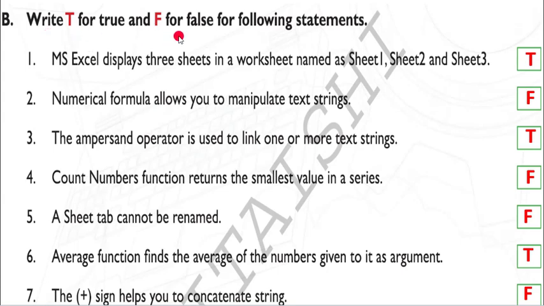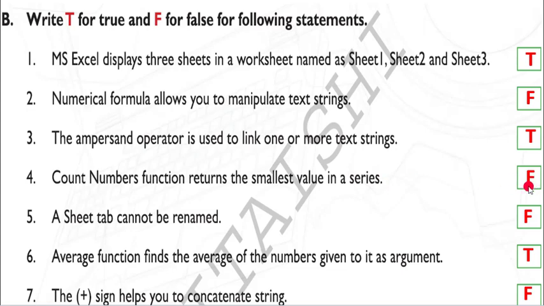Next one is true or false. First one, MS Excel displays 3 sheets in a worksheet named as Sheet1, Sheet2 and Sheet3. Answer is true. Second, numerical formulas allow you to manipulate text strings. Answer is false. Third one, the ampersand operator is used to link one or more text strings. Answer is true. Fourth one, the COUNT NUMBERS function returns the smallest value in a series.